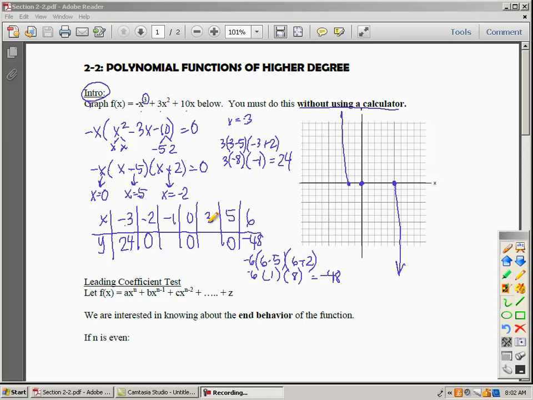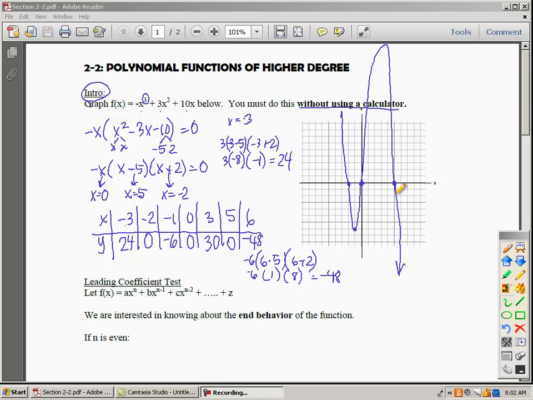And you could do the same thing for 3 and negative 1. What you end up getting at negative 1 is negative 6, and at 3 you get 30. And I know I could put negative 6 on my graph. Obviously 30 is just way up here. And so I get this general shape.